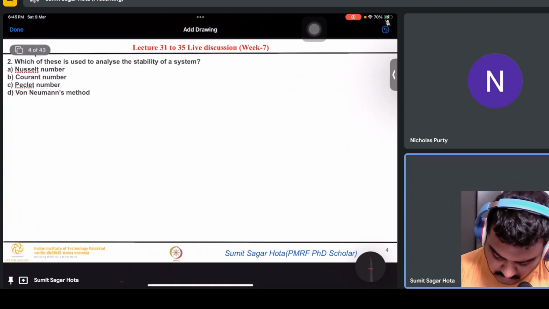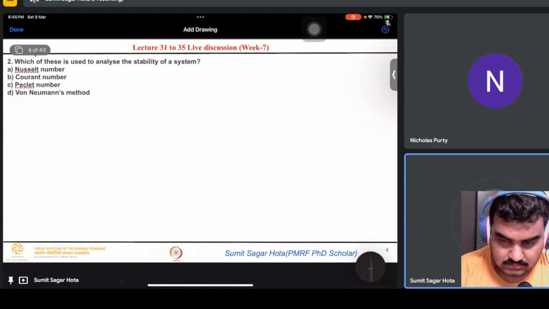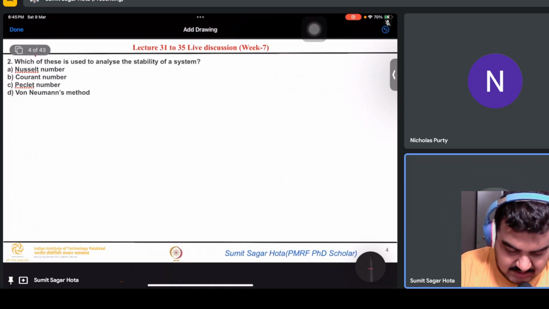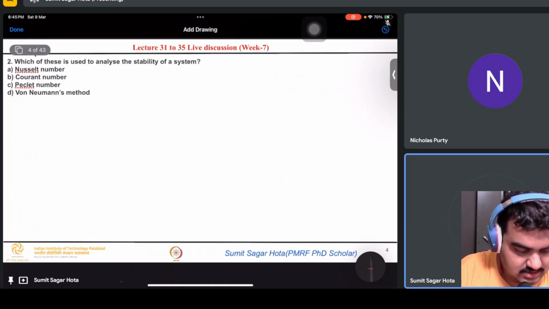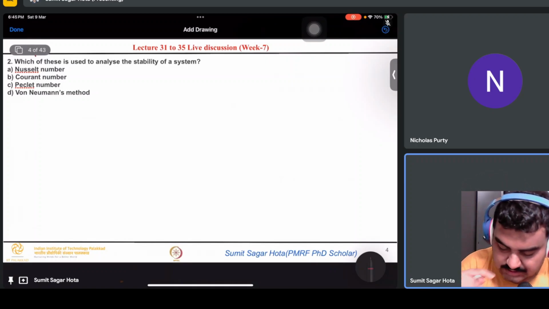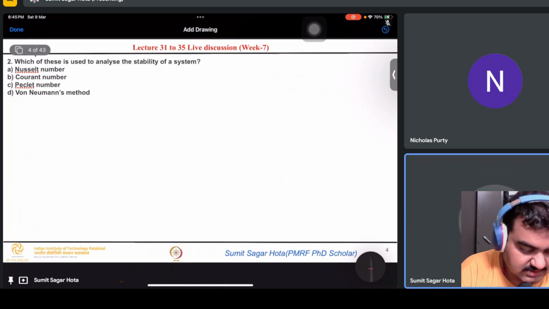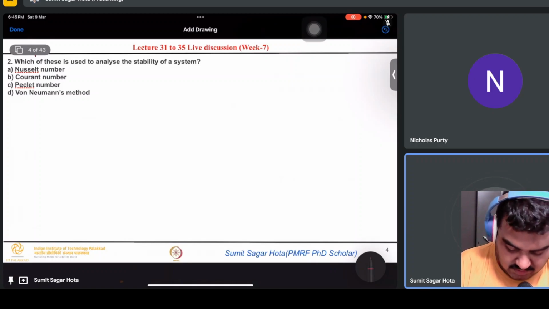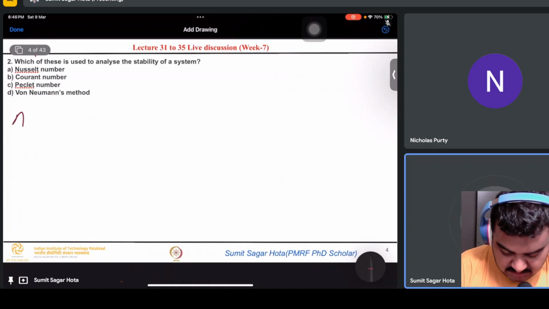Next question. Which of the following is used to analyze the stability of a system? Very simple question. When stability comes into existence, the best method is von Neumann's stability analysis. If you have taken the course, you also know von Neumann's analysis and how we can find out stability using it.